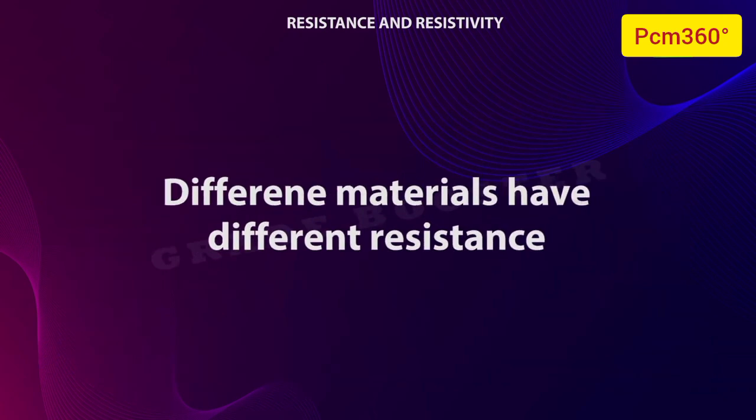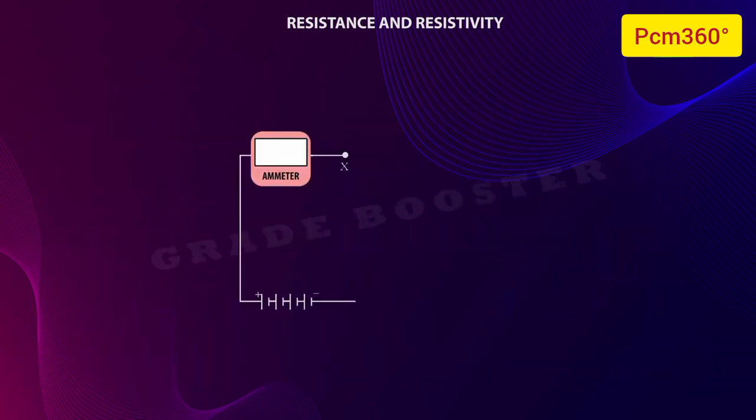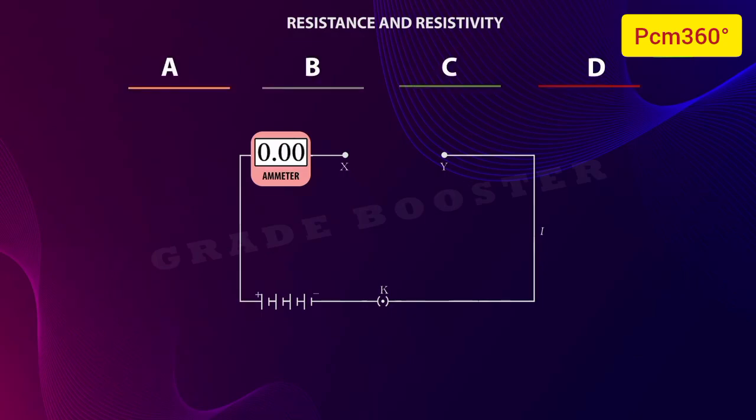Different materials have different resistance. Here is a broken circuit. Now let us close this circuit with different types of materials and check the amount of current flow in each case with the help of an ammeter. Let us close this circuit with wire A and note down the readings in the ammeter. Now change the wire A with wire B. In case of wire B, less current is passed compared to wire A. This can be observed in the ammeter.